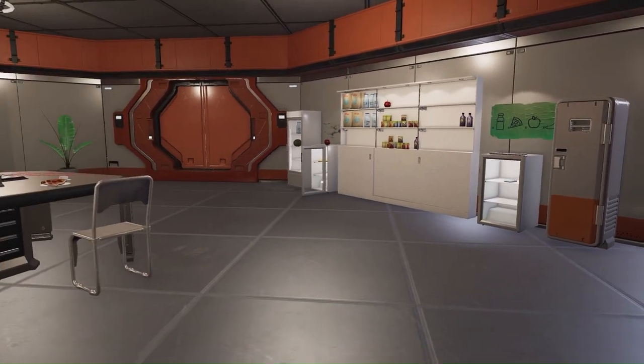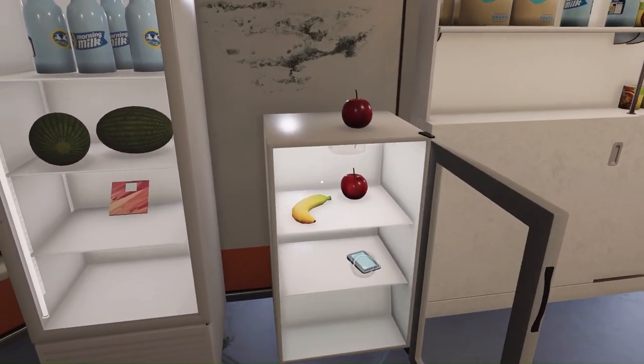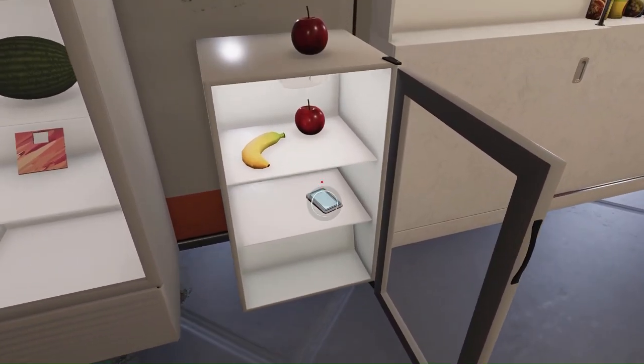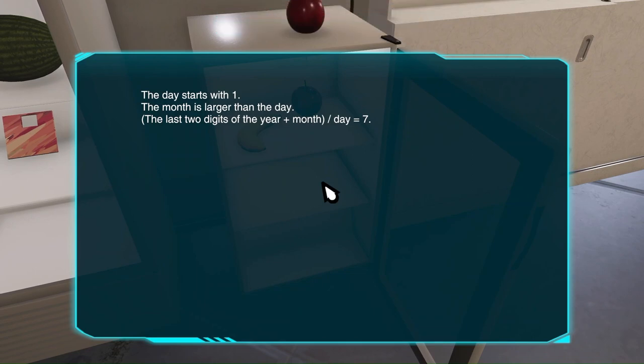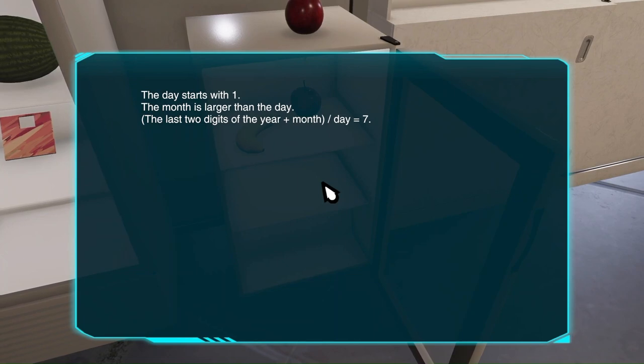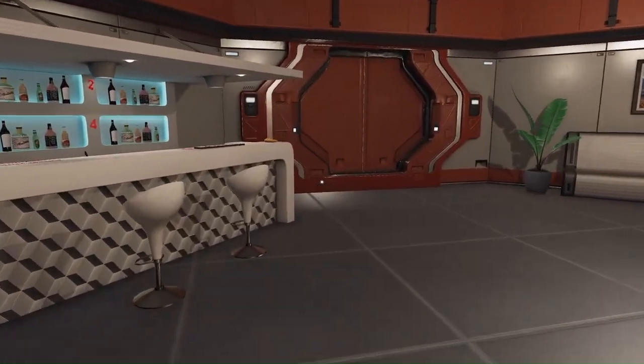I'm sorry, what? Okay, that's okay. It's supposed to help. The day starts with one. The month is larger than the day. The last two digits of the year plus month divided by day equals 7. What? Fucking shoot me in my fucking foot. That's fucking sweet.